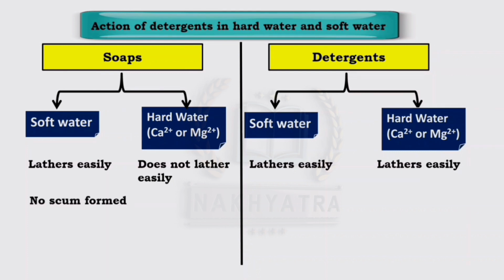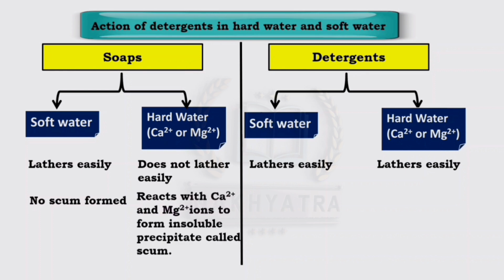Next, see, in soft water no scum is formed in the case of soaps. But in hard water, soap reacts with Ca2+ and Mg2+ ions to form an insoluble precipitate called scum. So scum is formed in hard water in the case of soap. But with detergents, no scum is formed in soft water or in hard water. Scum means a layer of froth or dirt.